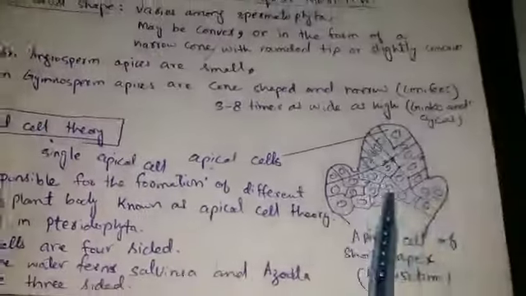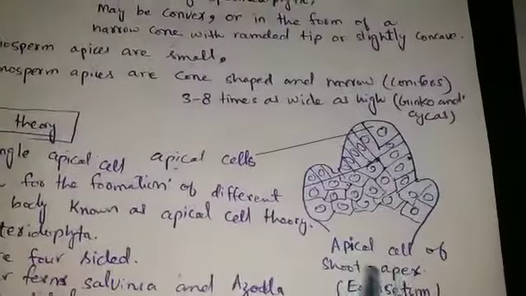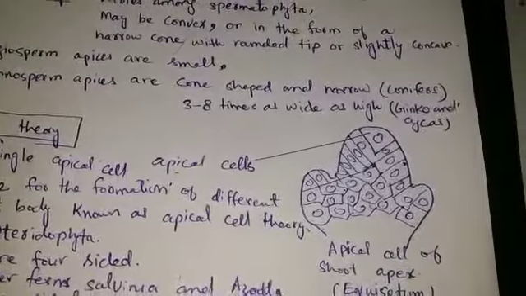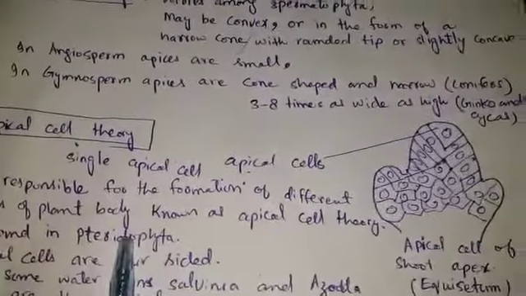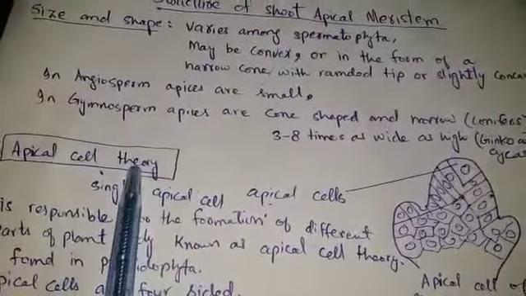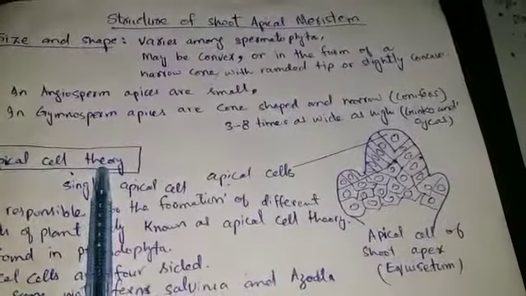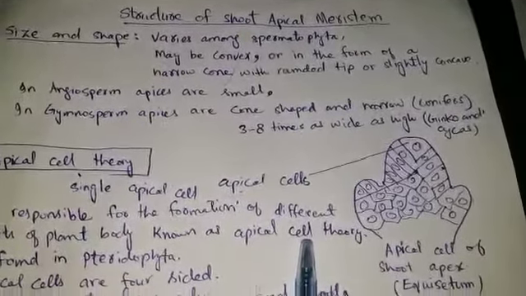This is the simple apical cell of the shoot apex in Equisetum. This Equisetum also belongs to the Pteridophyta. So the simple apical cell theory tells about the structure of apical meristem in Pteridophyta.